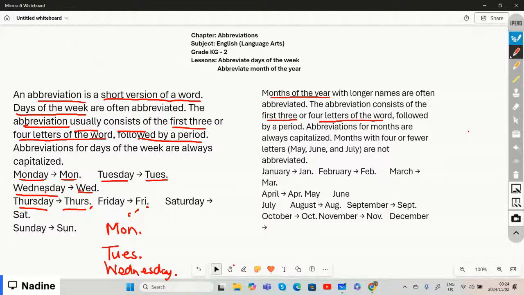And we see that we use the first three letters or the first four letters in order to abbreviate or shorten that word. That is correct, where we are choosing the first three or four letters of the word. But remember, we need to add the period after each one of those words.